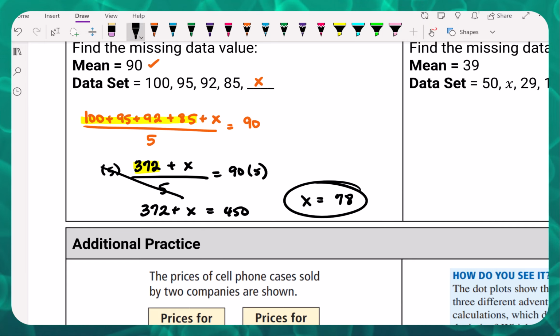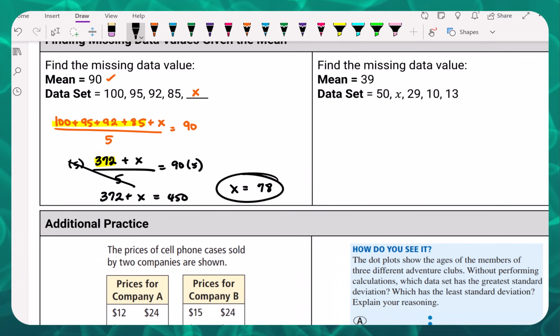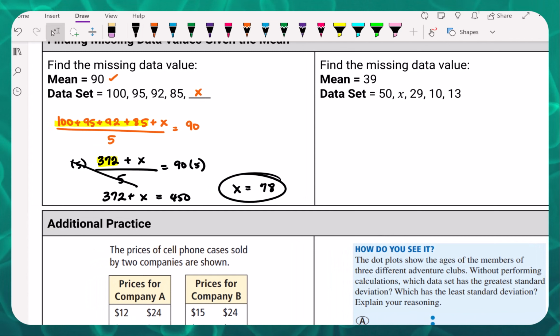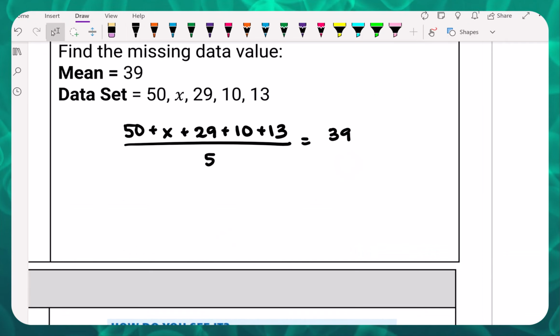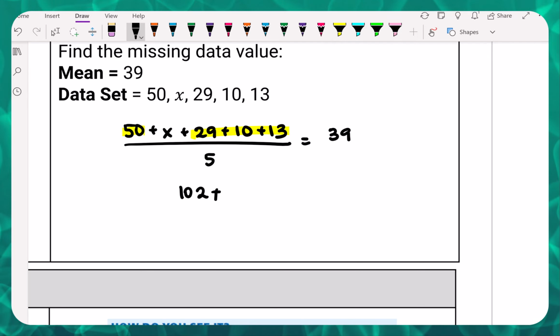Okay, now that you know how to do that, you can go ahead and attempt this second problem. So pause the video. I want you to try to work out that second problem and unpause the video and let's see if you do it right. Okay, so this is how I set it up. I pretended like I know all of them, but the one I don't know is going to be x. And then I went ahead in my calculator and added the 4 that I did know. That's going to equal 102.